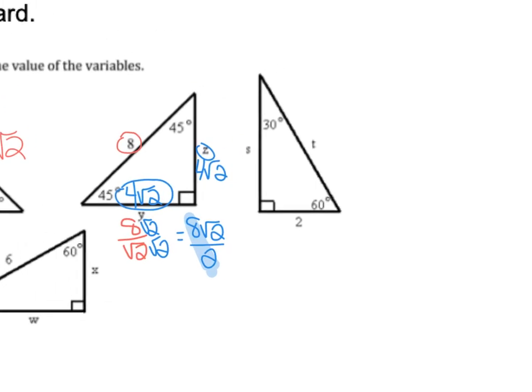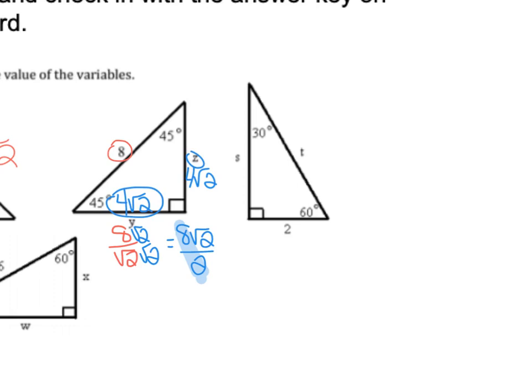On the next one, we've got a 30, 60, 90, and the short side is given to us. If we have the short side, the long side is going to be, not the long side, excuse me, the hypotenuse is going to be twice that. So if the short side is 2, the hypotenuse will be 4. And then the rule we need to remember is that the long side, which is s in this case, is going to be the short side times the square root of 3. So we're going to have 2 times the square root of 3.